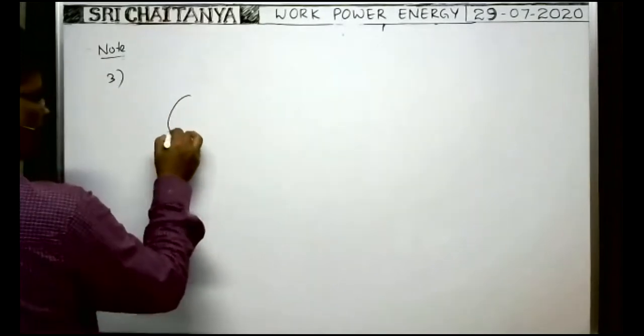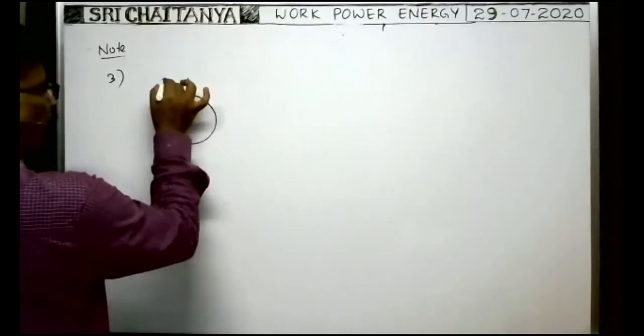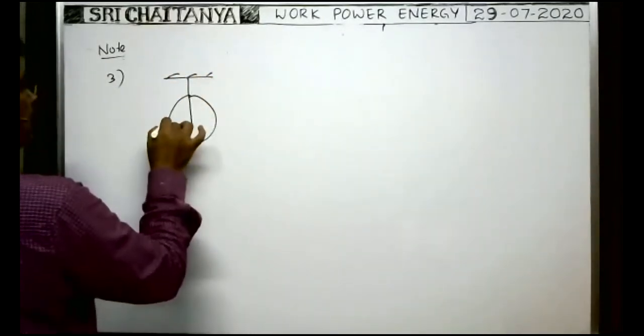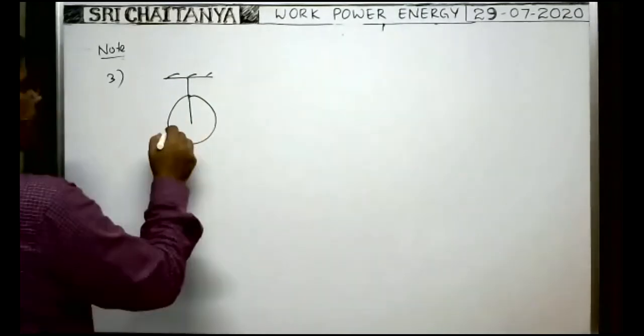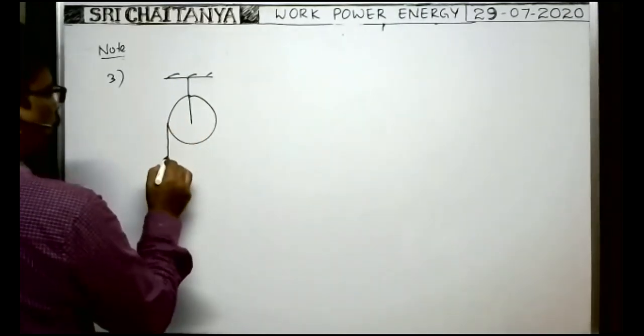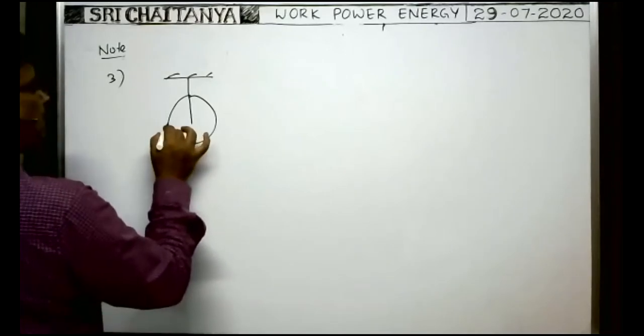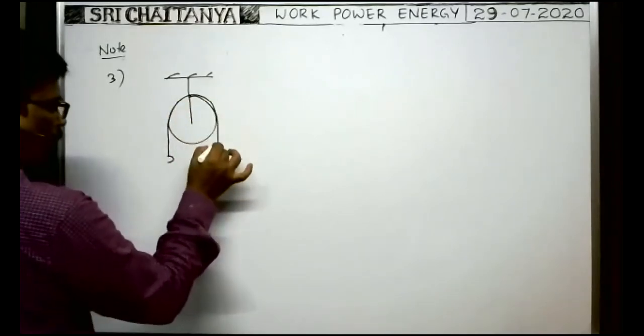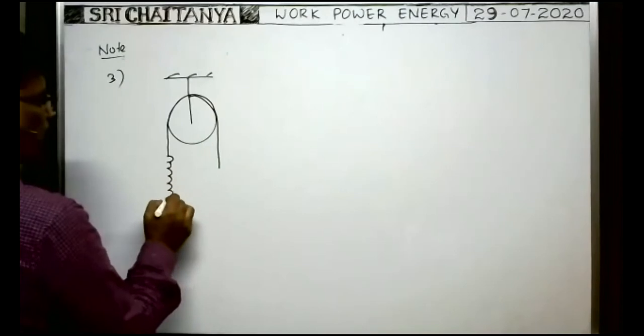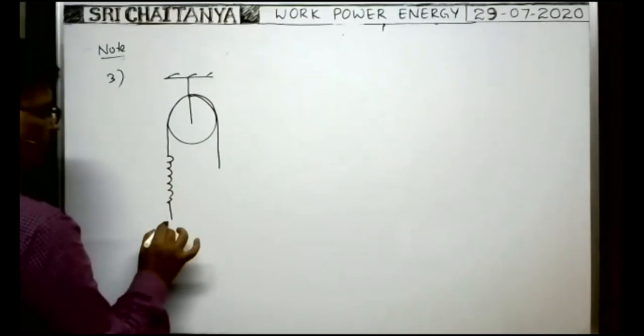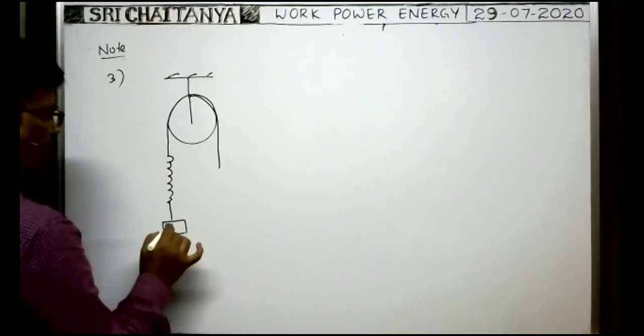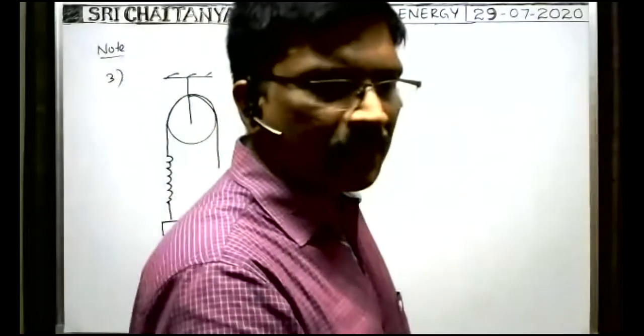Here, a frictionless pulley is fixed to the rigid support. The string is here. One end of the string is fixed to one end of the spring, and the string is passed over the pulley. To the lower end of the string, a block of mass Ma. Suppose this is block A. This is block B.